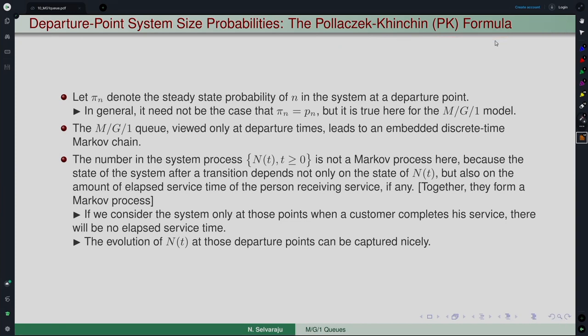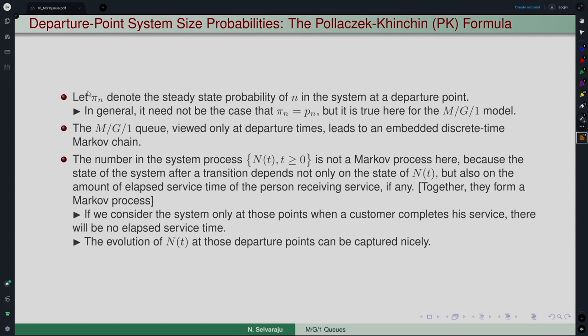which will result in this PK formula, or more specifically what we are going to get now is this PK transform formula. So, let us denote this quantity pi n to denote the steady state probability of n in the system at a departure point, excluding the customer who has departed, which means, just after the time point, immediately after the time point, what is the number in the system, right?